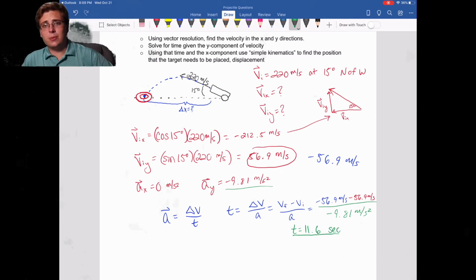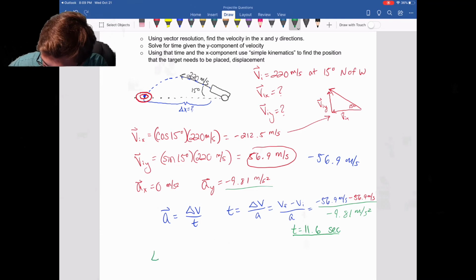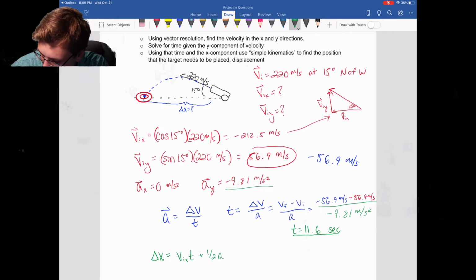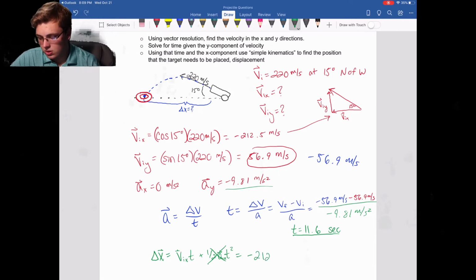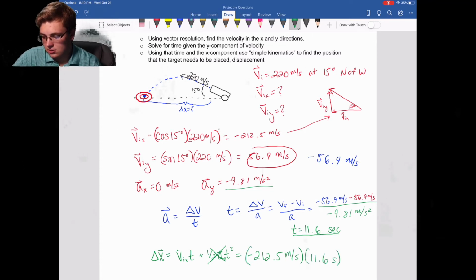From there, how does that help us? Well, now it's just as simple as using the other kinematics. We take our change in distance, which is going to equal v_ix times t plus 1/2 a t squared, remembering that this is just 0. So our change in x is just going to equal negative 212.5 meters per second times 11.6 seconds.